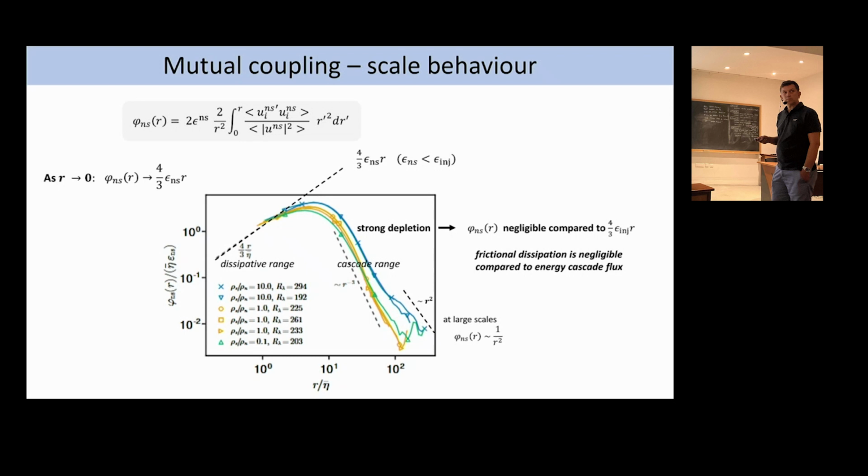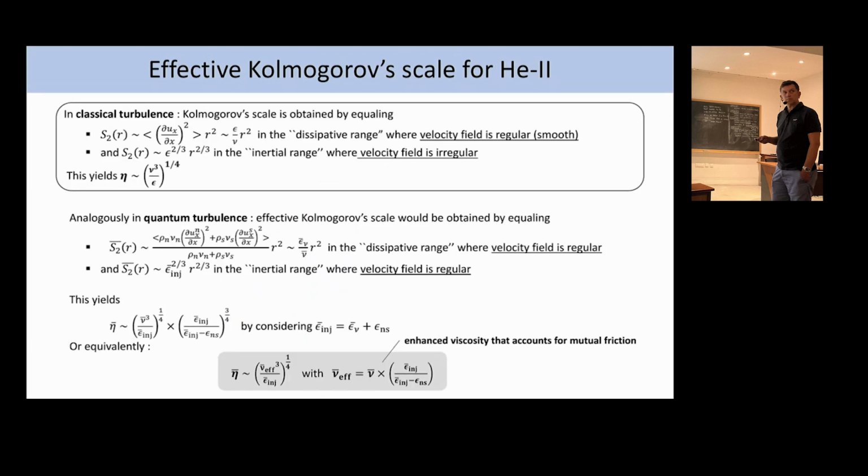So we recover the previous observation that mutual friction in terms of energy budget is negligible in the cascade range. Okay, so if mutual friction for the mixture is just an additional dissipation process, you can reformulate or extend the definition of the Kolmogorov scales by accounting for this additional dissipation.